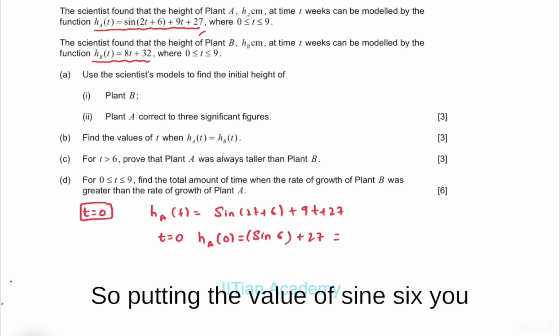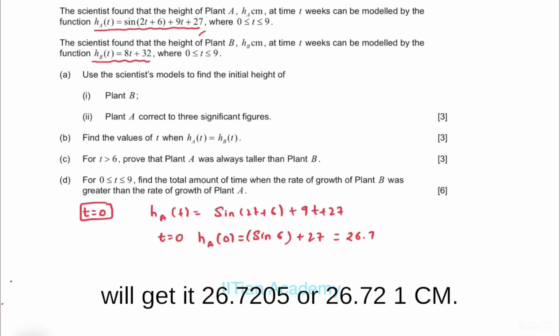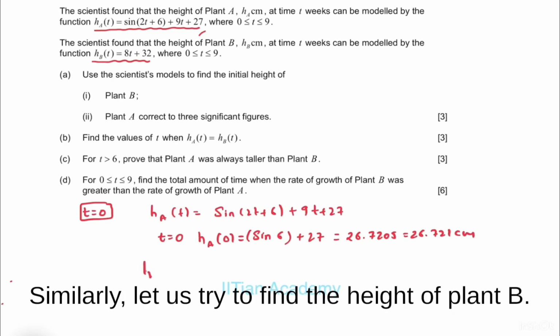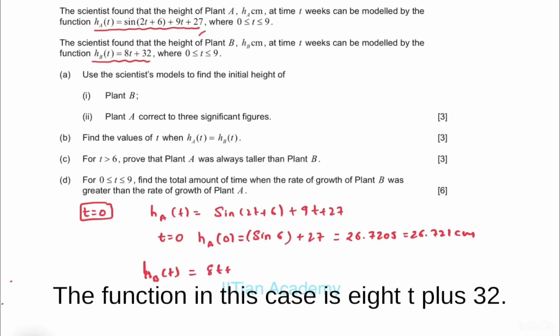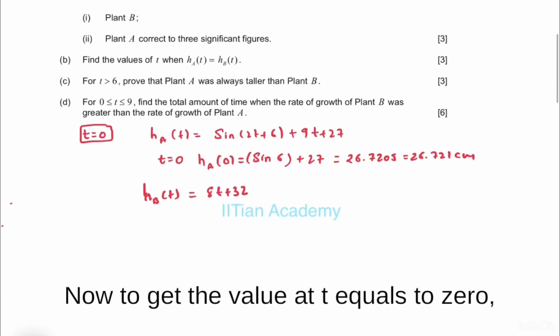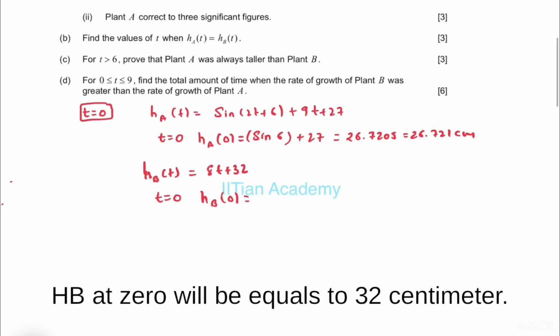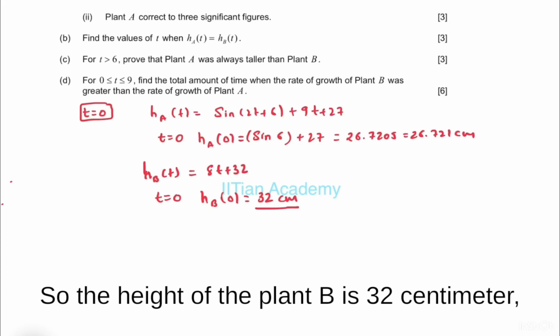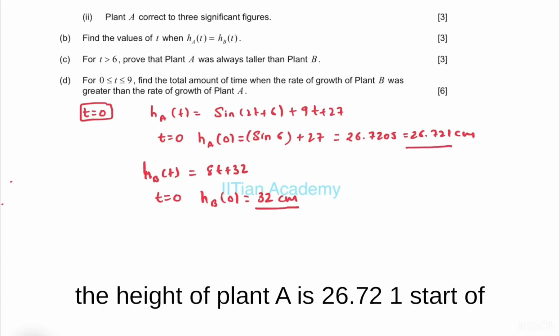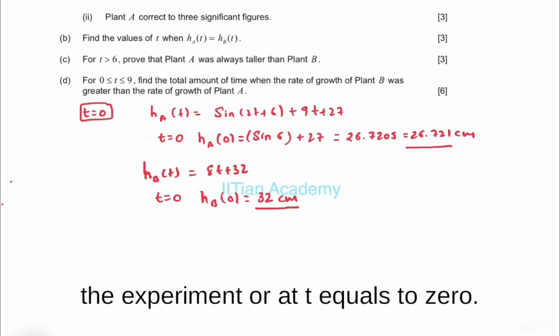So putting the value of sin 6, you will get 26.7205 or 26.721 centimeter. Similarly, let us try to find the height of plant B. The function in this case is 8t plus 32. Now, to get the value at t equals 0, HB at 0 will be equal to 32 centimeter. So, the height of plant B is 32 centimeter. The height of plant A is 26.721 centimeter at the start of the experiment or at t equals 0.